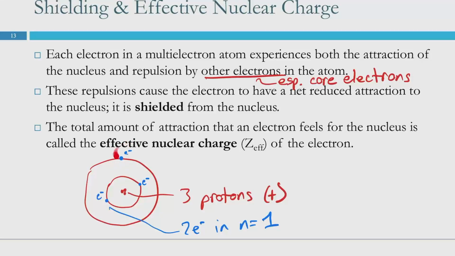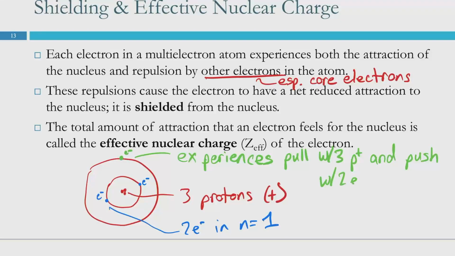So this electron here on the outside is going to experience the pull interaction with these 3 protons on the inside. It's also going to experience repulsion with the 2 electrons. I'm going to change this one to green. So it experiences a pull with 3 protons and a push, or a repulsion, with 2 electrons. So it's also interacting with the 2 electrons that are on the inside. So it's got 3 pull, it's got 2 push. What's its overall pull? Assuming that everything is the same, assuming that pull and push are equal.